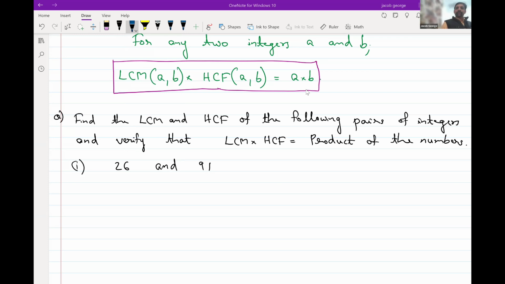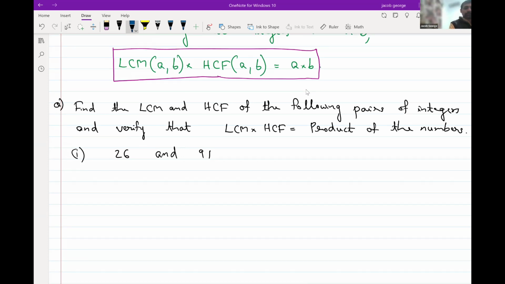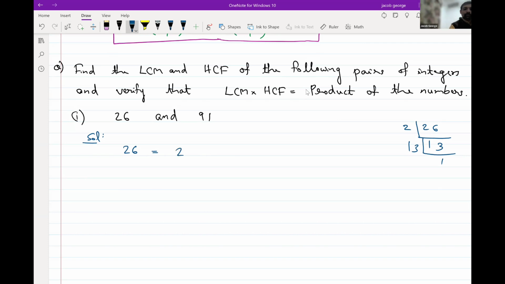When I explain this example, you will understand the working rule clearly. First of all, we have to factorize 26. Prime factorization of 26: here I do the prime factorization. 26 is divisible by 2, and what do you get? 13, and then 13 by 13 is 1. So 26 is equal to 2 into 13.